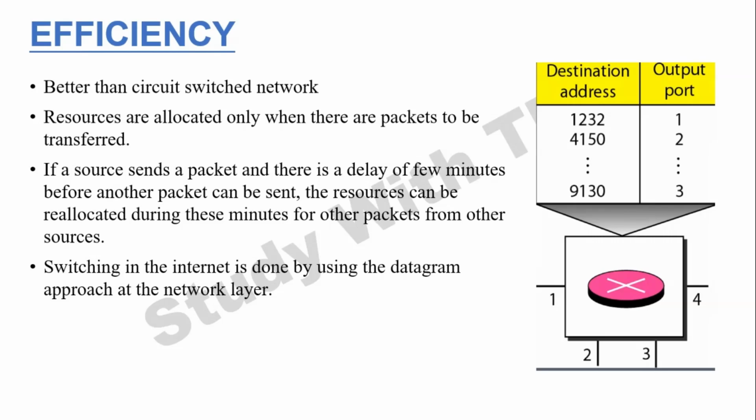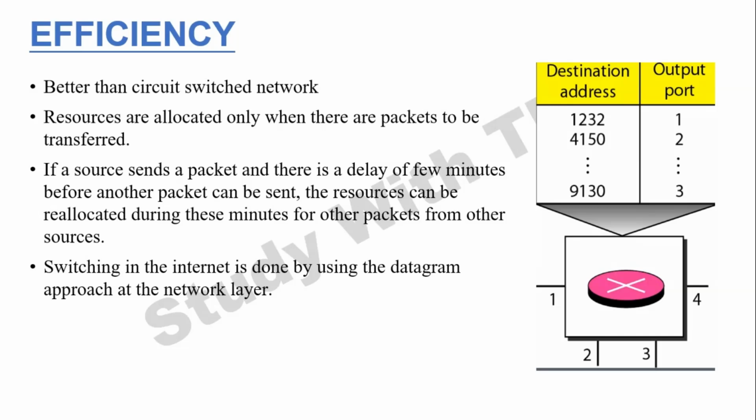Then, looking into efficiency, it is efficient compared to circuit switch network. Why? Because the resources are allocated only when there are packets to be transferred. For instance, if the source sends a packet and there is a delay of a few minutes before another packet can be sent, that gap can be utilized, that resource can be reallocated during this gap so that another source can send packets to some other destination. Resource is not wasted, it is used efficiently. That gap is filled instead of blocking it for the same sender and receiver.